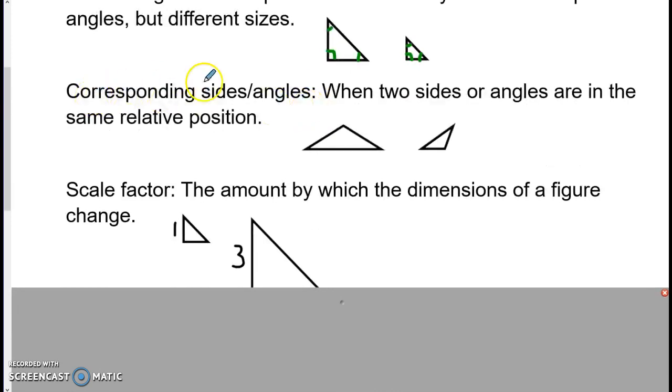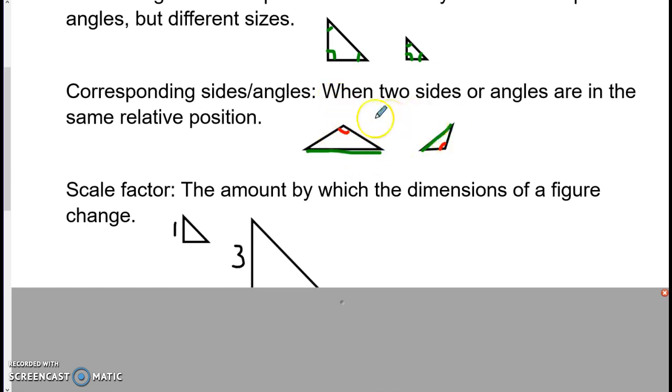Corresponding sides or angles are the sides that match up, right? Because we can have two similar figures that can be oriented or turned any way we want. We want to make sure that we know which angles and which sides match up. These red angles right here, the obtuse angles, those are corresponding. This green side, the hypotenuse, these are corresponding sides.